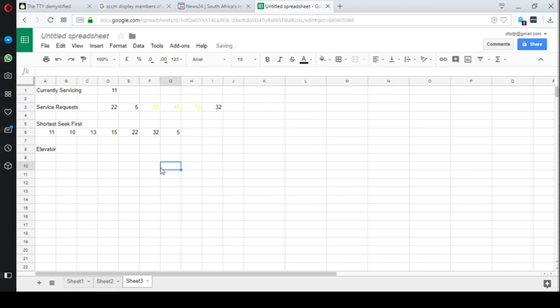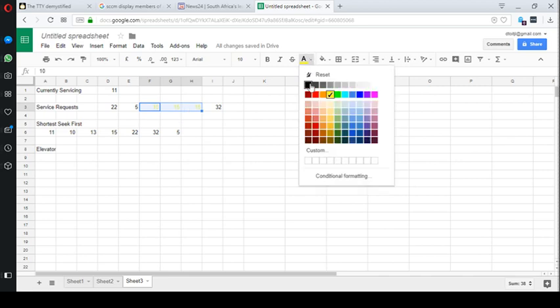So this scheduling algorithm basically started at 11, went down 1 to 10, then went up to 13, then up to 15, up to 22, 32, and then 5. All right, let's get these colors back again.